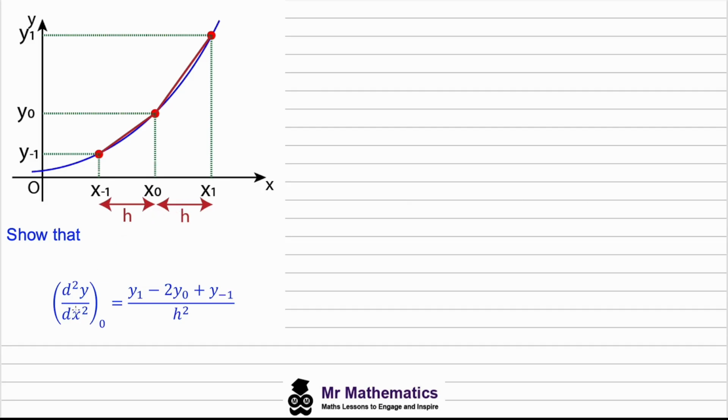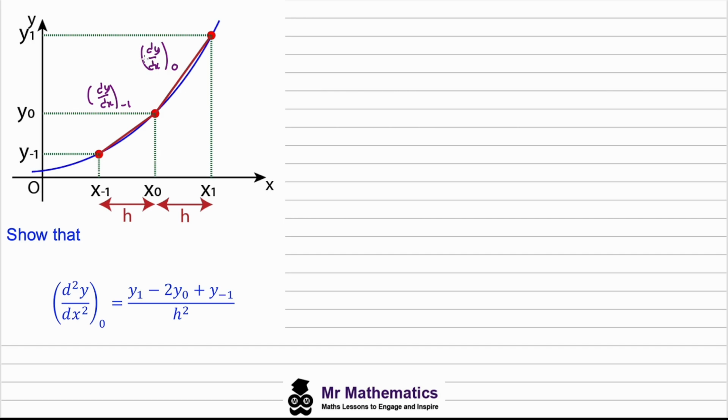So to derive this equation, we need to find the rate of change of a gradient. This is the d squared y over dx squared, and we need to find it of this curve. So the rate of change of a gradient will be the difference between the gradient of this, which is dy over dx at this point, x0, minus the gradient of this line segment, which is dy over dx at x -1.